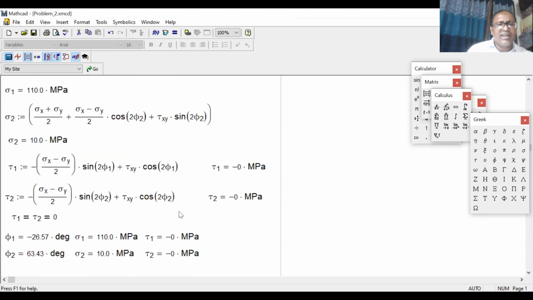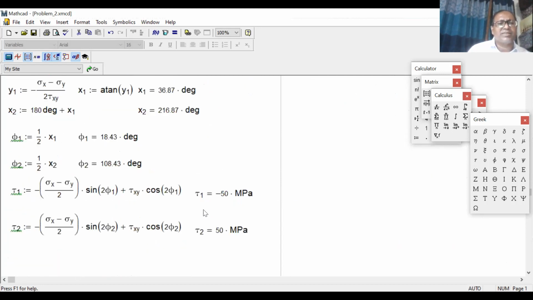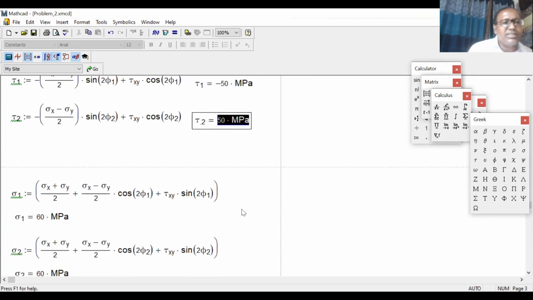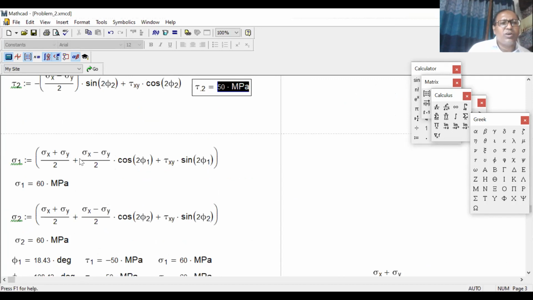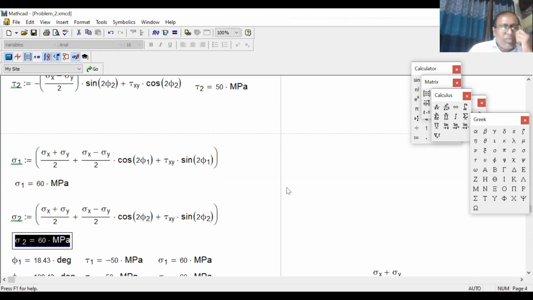So if we put the first angle, we got minus 50 megapascal. If we put the second angle, we got 50 megapascal. You see, same value comes with opposite sign. We figure out the sigma 1, sigma 2 for both angles, automatically getting the same value, equal to 90 plus 30, 120 divided by 2. So it's coming 60.